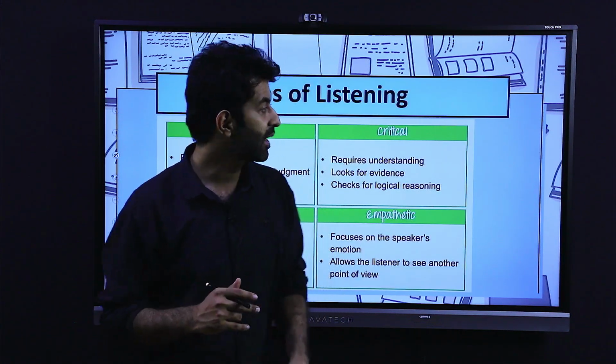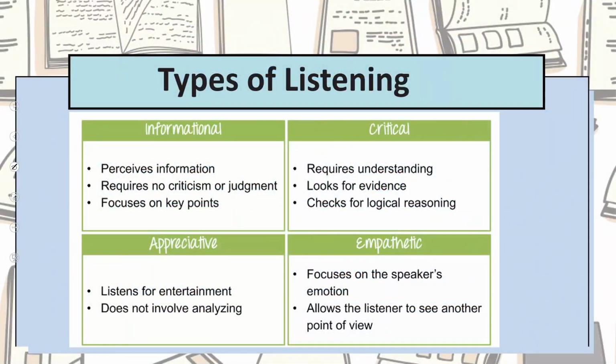Now, students, let us talk about some types of listening. Now, for information, you are listening to perceive information, to get information about any kind of subject or topic. It requires no criticism or judgment because you are learning, you are gaining information. Then we are listening to focus on the key points. So when we are listening for information, these are the things that should be taken care of.